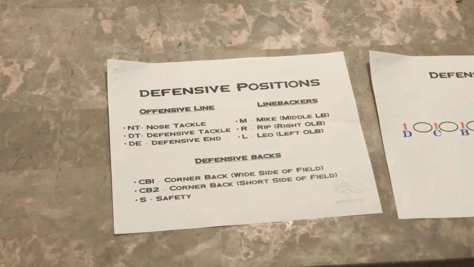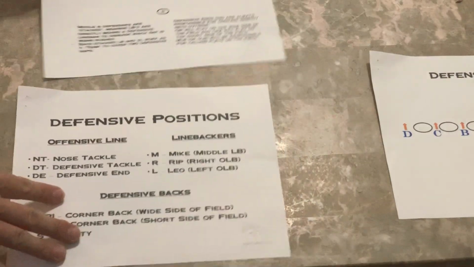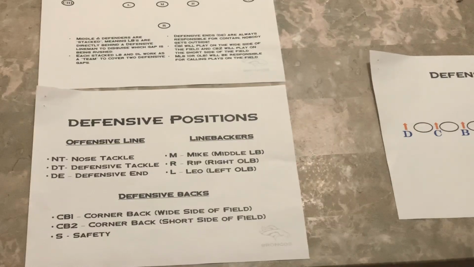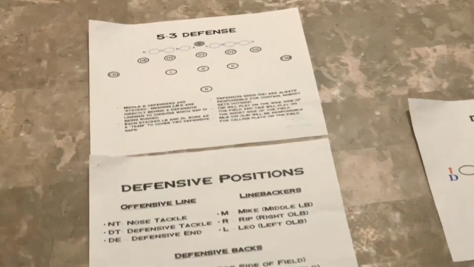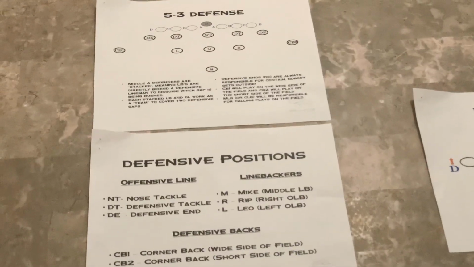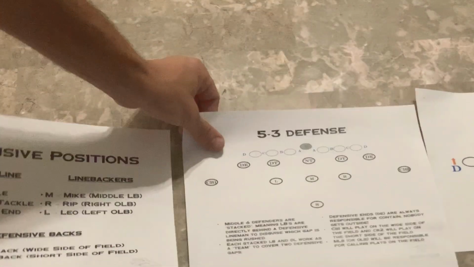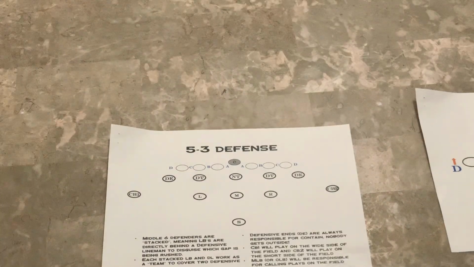In the 5-3 defense, we have 1 nose tackle. Okay? So the nose tackle, who I've got listed as NT right here, the nose tackle lines up directly across from the center. Okay, they're on the nose of the center.